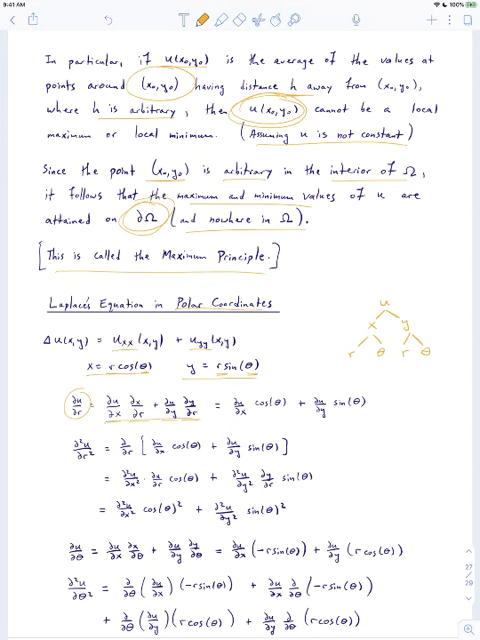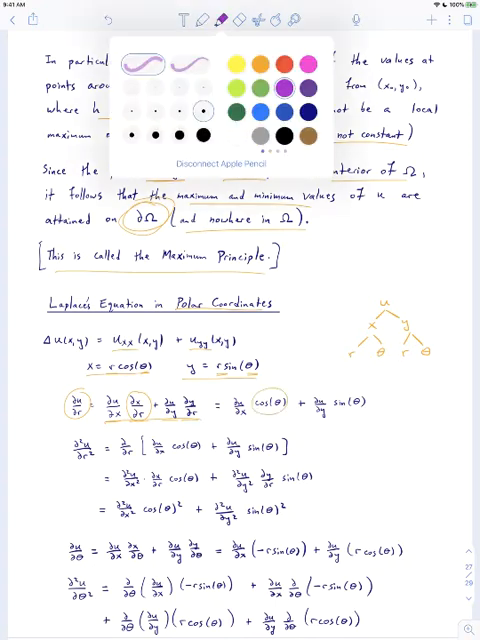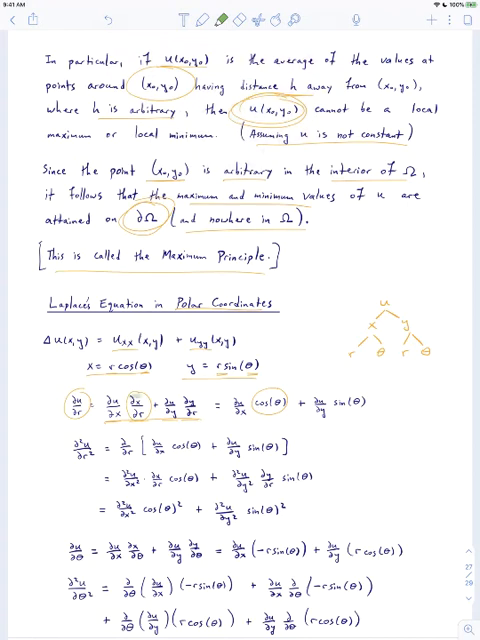But we can compute these. Well, we don't know anything about du dx or du dy, but we certainly know that the derivative of x with respect to r is cosine theta. And we know that the derivative of y with respect to r is sine of theta. Okay, so that gives it.